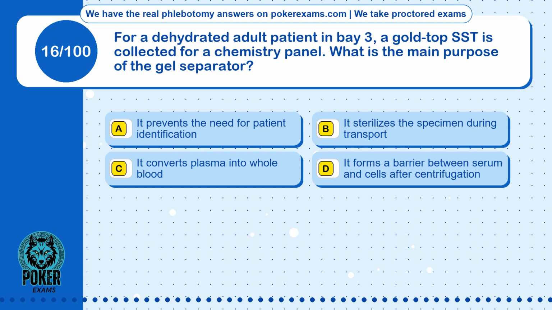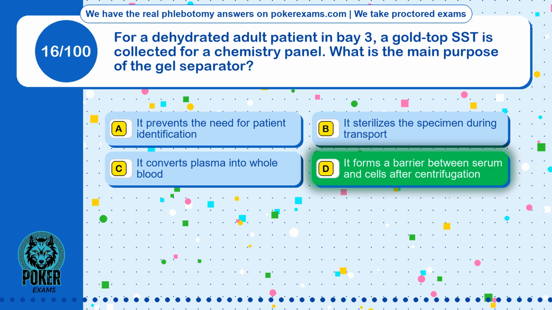Question 16. For a dehydrated adult patient in Bay 3, a gold top SST is collected for a chemistry panel. What is the main purpose of the gel separator? Option A. It prevents the need for patient identification. Option B. It sterilizes the specimen during transport. Option C. It converts plasma into whole blood. Option D. It forms a barrier between serum and cells after centrifugation.